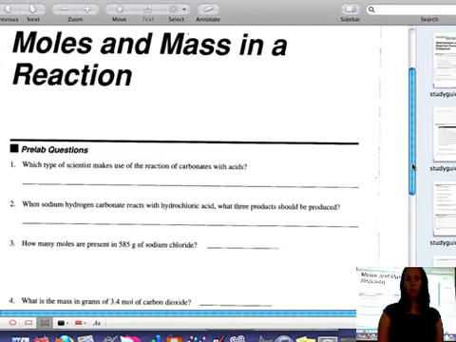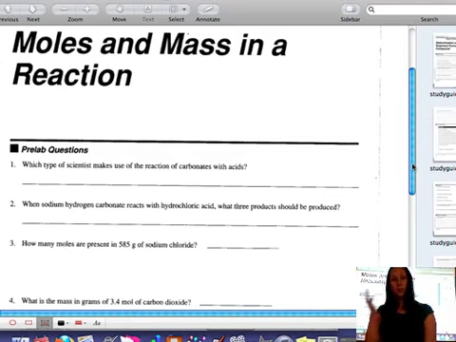Okay? Everything goes through moles. Moles suck, but once you understand them, it works in your favor. It works awesome. So let's look at the objectives for moles and mass in a reaction, which is experiment 5.1. Observe a reaction between hydrochloric acid and sodium hydrogen carbonate.